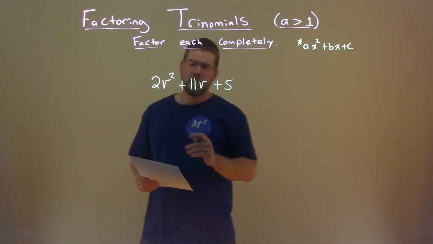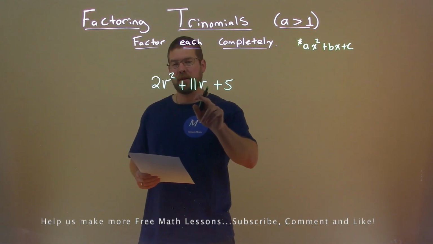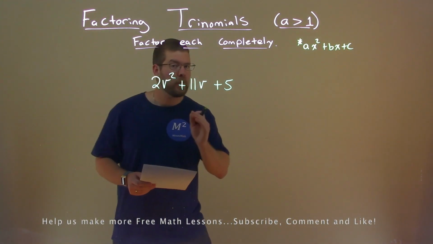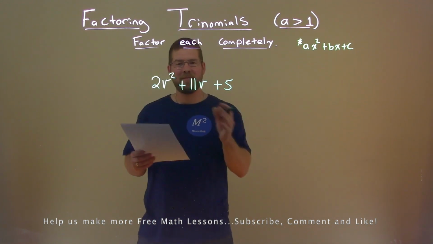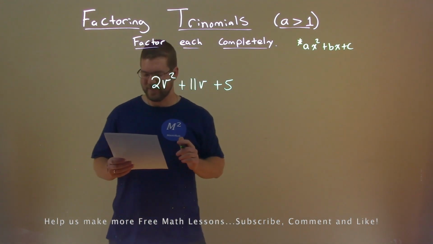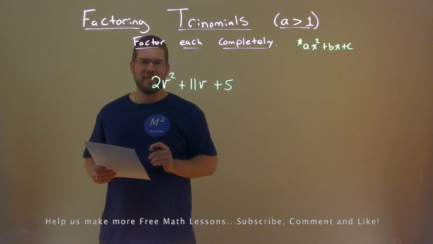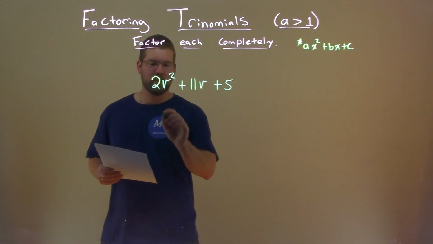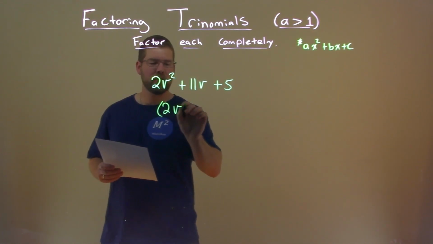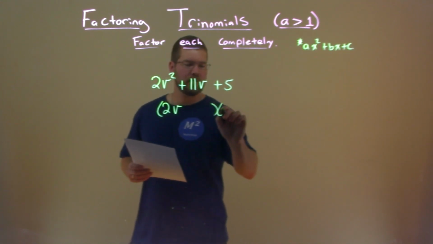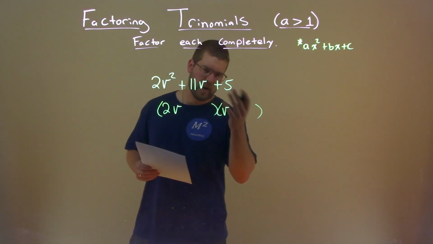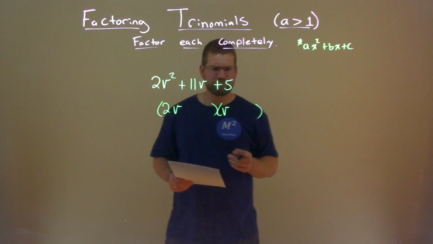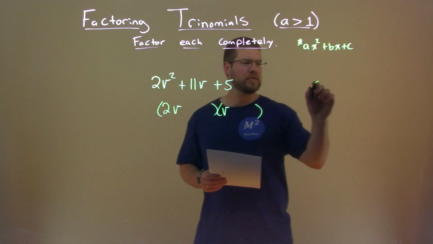We're given this problem right here, 2v squared plus 11v plus 5, and we're just trying to factor this completely. That's what we're looking for. We'll look at the a value. A value is 2, prime number. So we know it's going to be in some form of 2v plus something times v plus something else or minus something else, right?